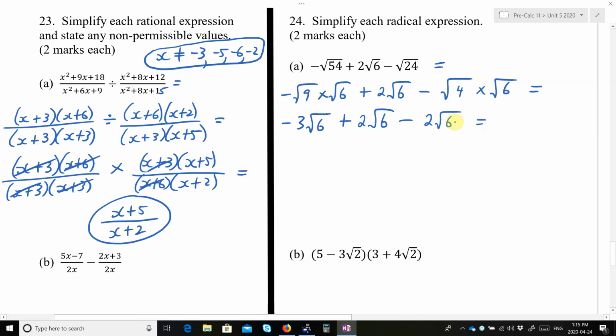And the square root of 6 cannot be broken down anymore, because 4 does not go into it. 4 is a perfect square. 2 root 6 take away 2 root 6 cancels. Our final answer is negative 3 root 6.